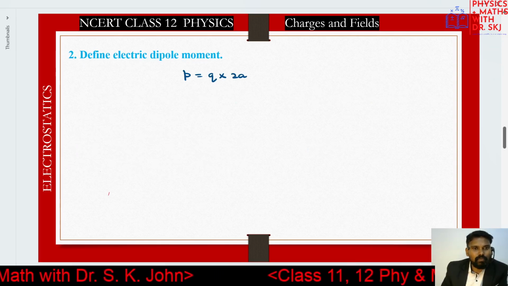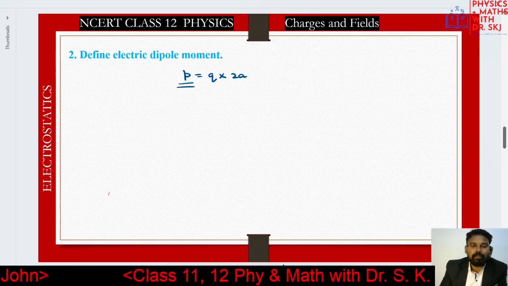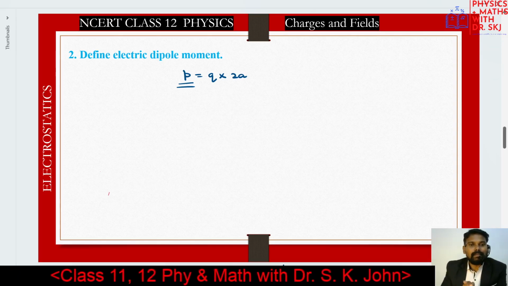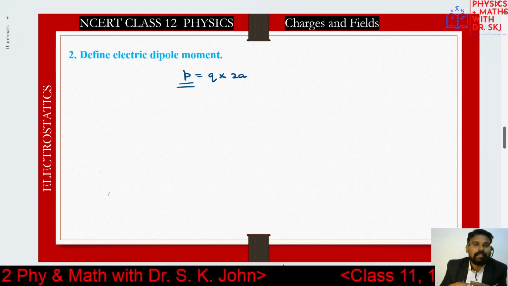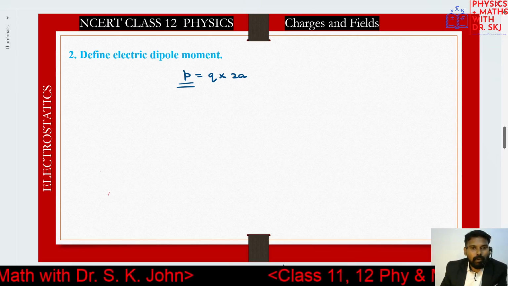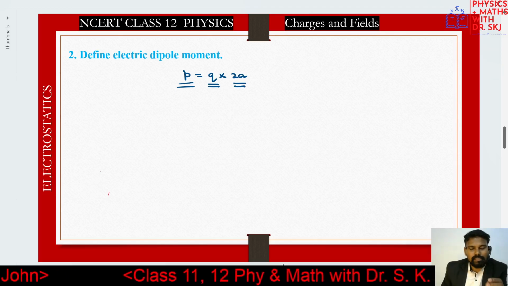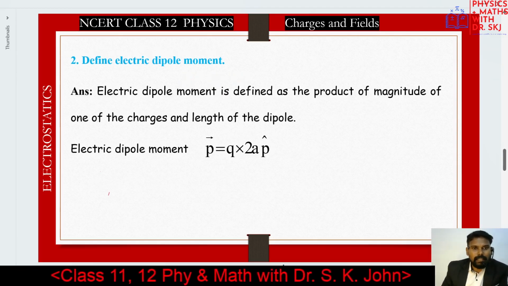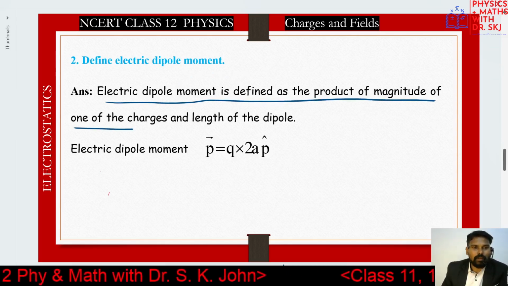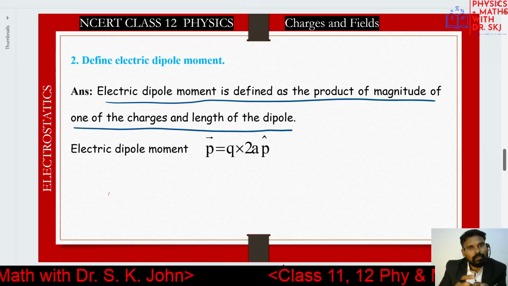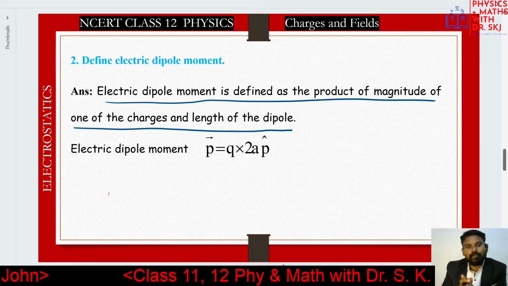So this is the magnitude of electric dipole moment. It is represented by the small letter p. So this p represents what? Electric dipole moment. It's a product of the magnitude of the charge and the length of the dipole. You can read the definition here. Electric dipole moment is defined as the product of the magnitude of one of the charges and the length of the dipole. The magnitudes of both the charges are equal. So p is equal to q into 2a.